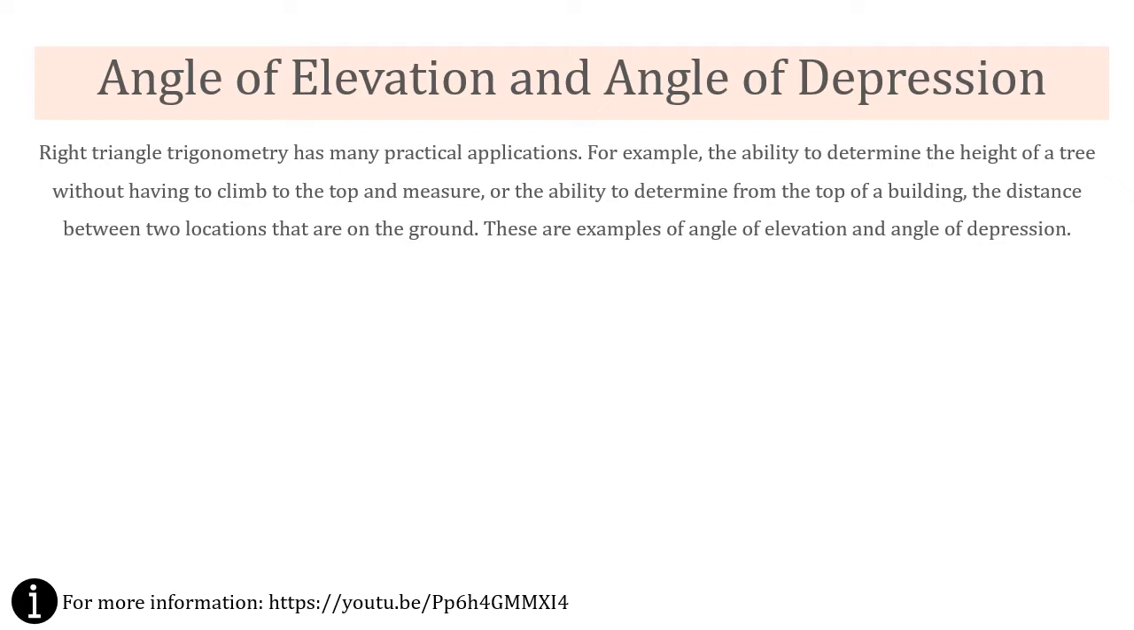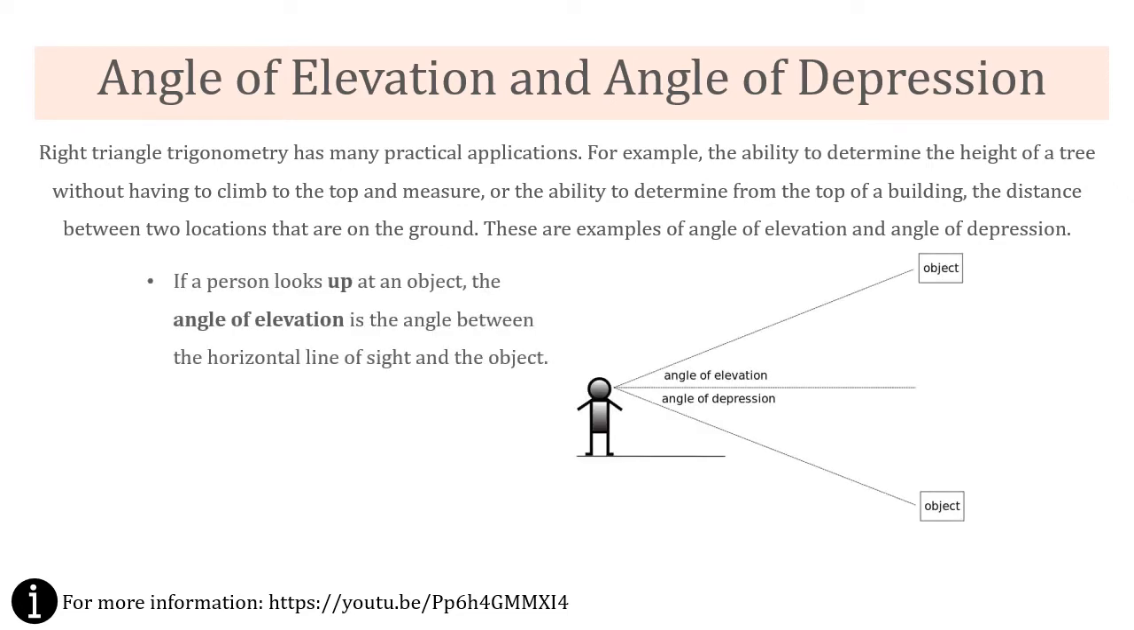So right triangle trigonometry can be used in a lot of real world applications. The ability to determine the height of a tree without having to climb to the top and measure, or the ability to determine from the top of a building, say, the distance between two locations that are on the ground. These two examples are examples of angle of elevation and angle of depression. And let's see if this picture helps make sense out of that.